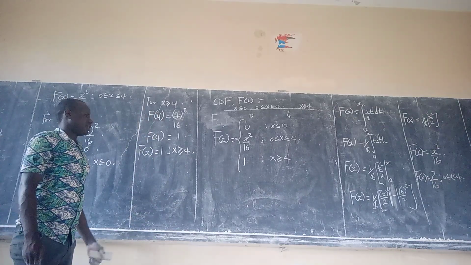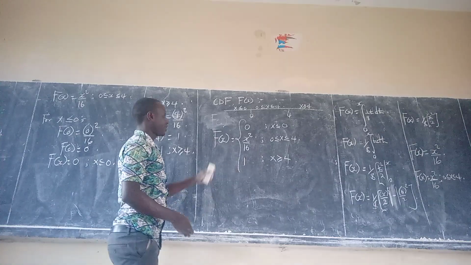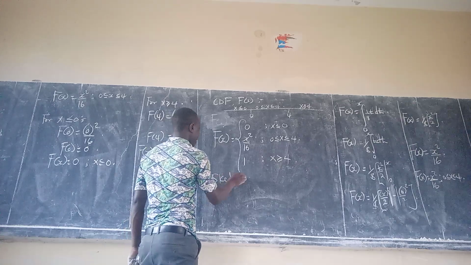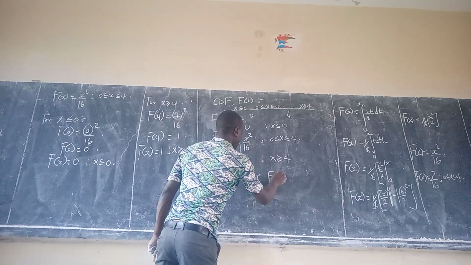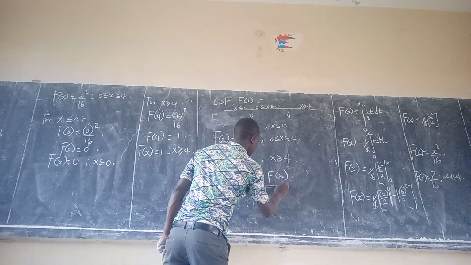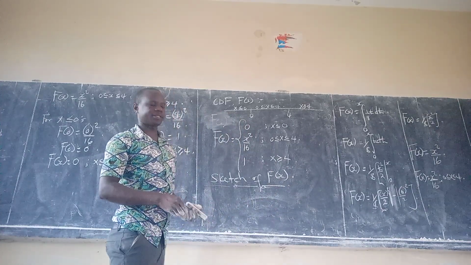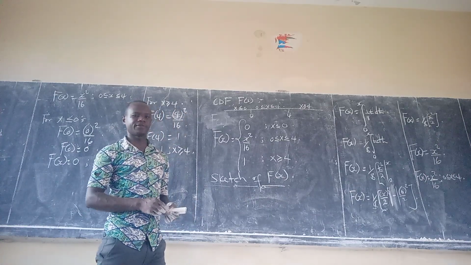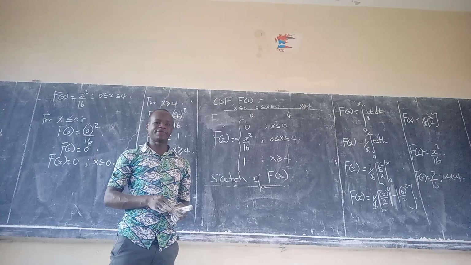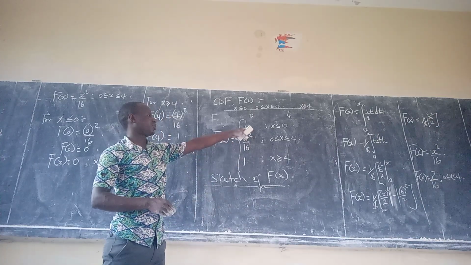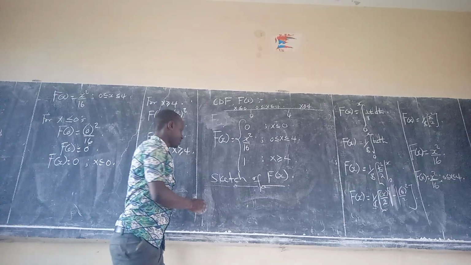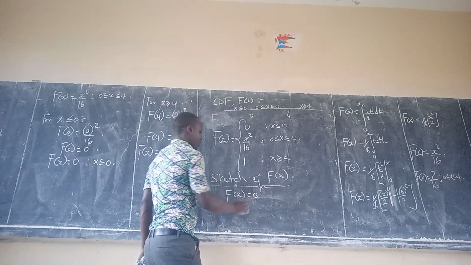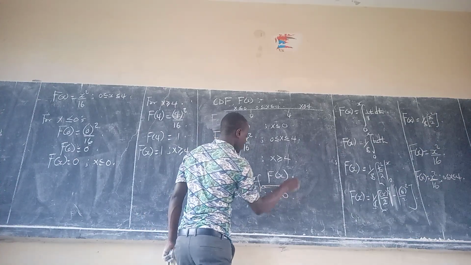Now, having obtained the CDF, our question was saying that after getting the CDF, you please sketch it. Now we are on the sketch of capital F of x. For the sketch of capital F of x, we follow the same procedures as those of sketching the PDF. So you identify the CDF, the different intervals. I'm going to identify it for the first interval. So my capital F of x is 0, and this is when x is less or equal to 0.